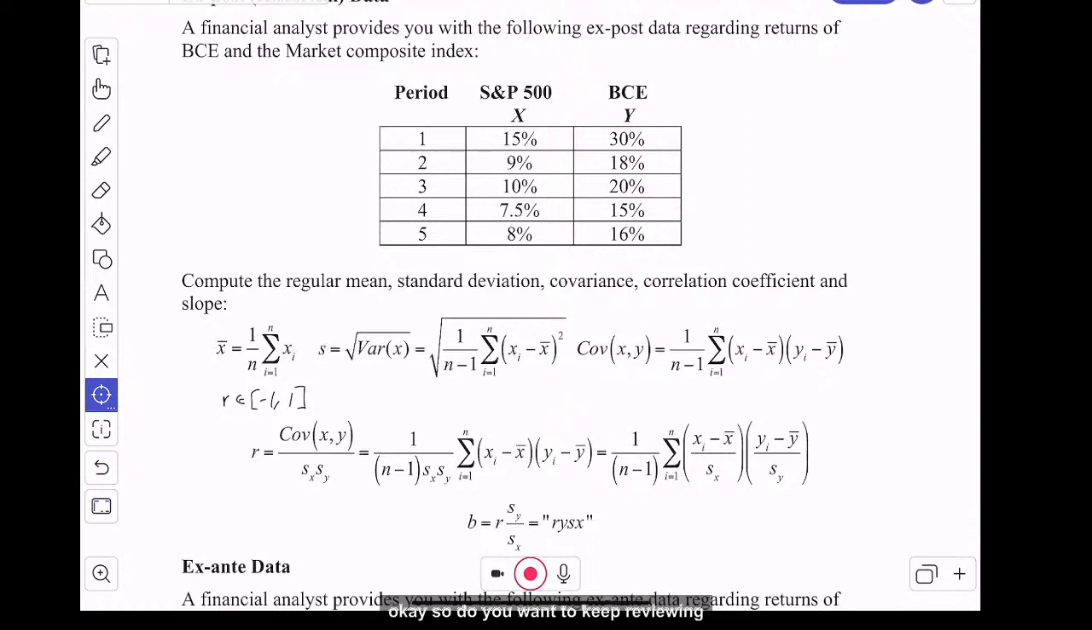Okay, so you want to keep reviewing? Well, you need to really understand this, so basically what do you see here in the relationship? How are those two variables related?